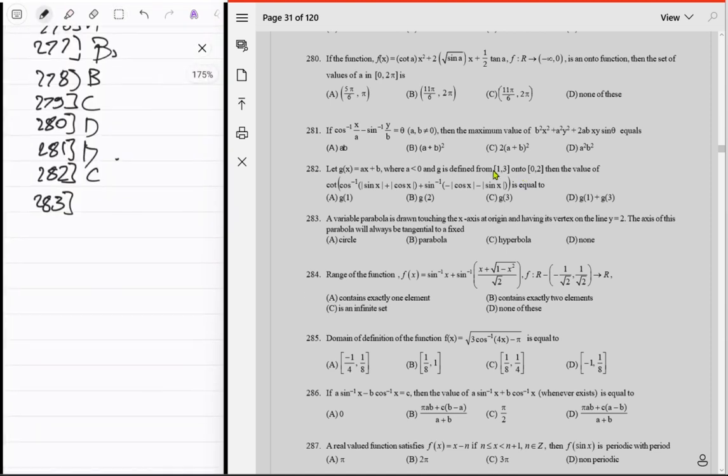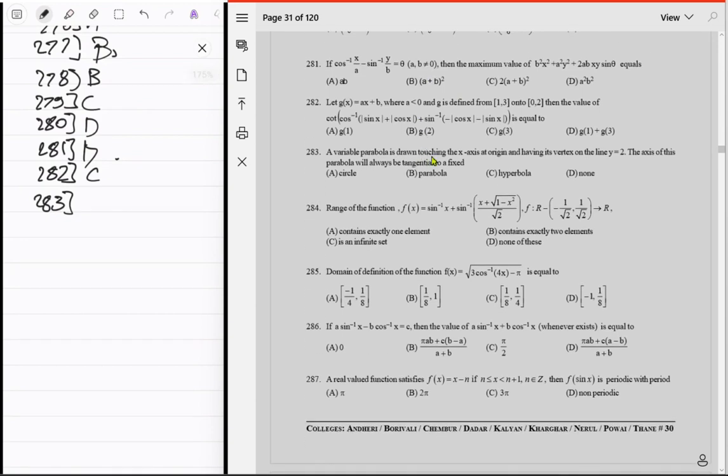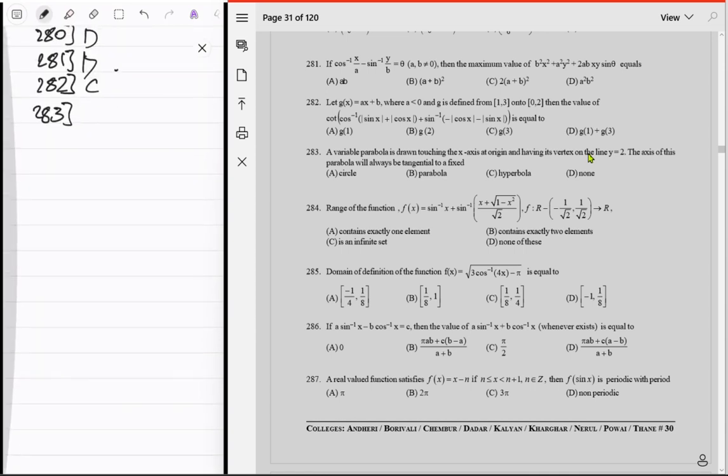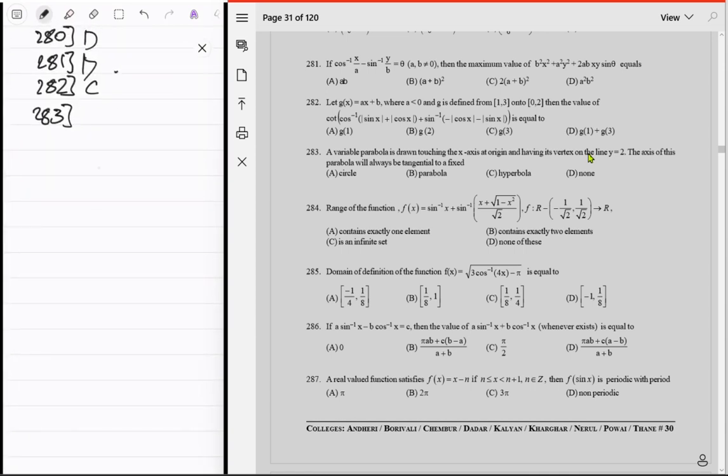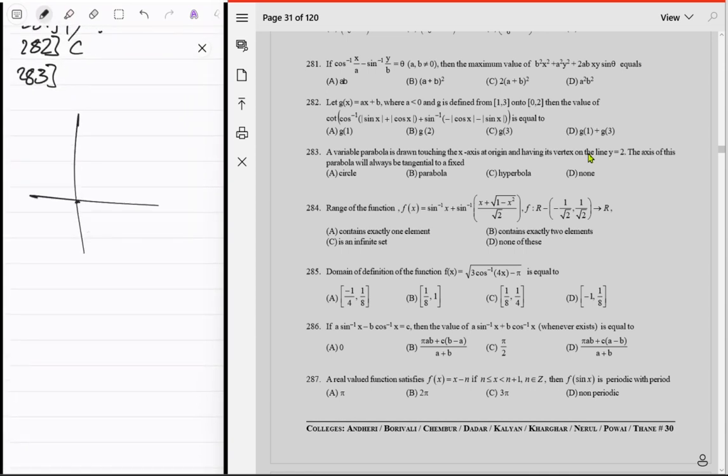23 is a variable parabola is drawn touching the x-axis at origin, having its vertex on the line y equal to 2. Touching the x-axis at origin. Okay, vertex on the line y equal to 2. Wait, what? Y equal to 2, that's like this line. You are saying your vertex is on that, but it's already touching.